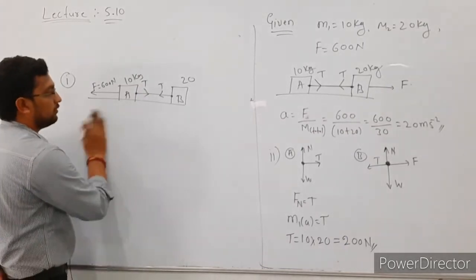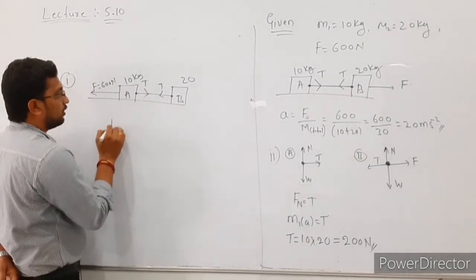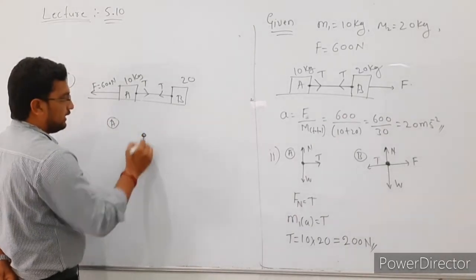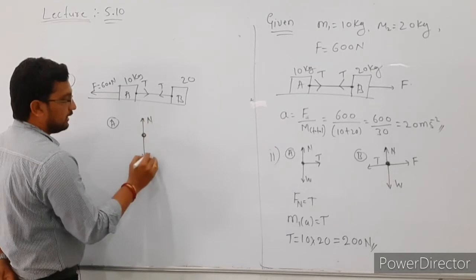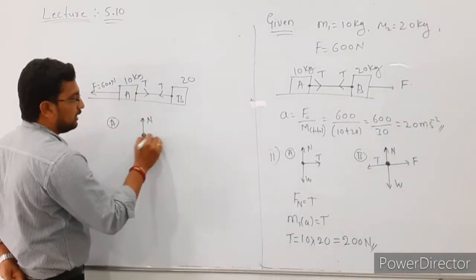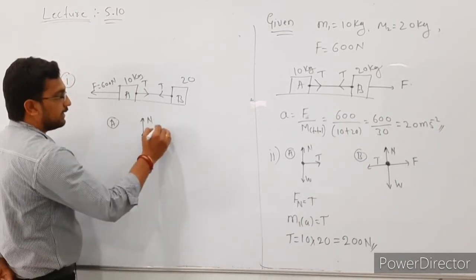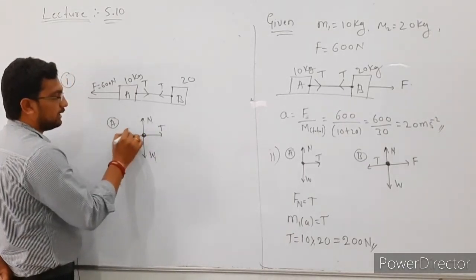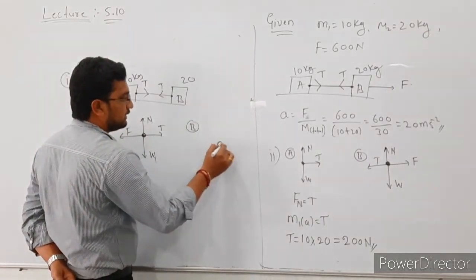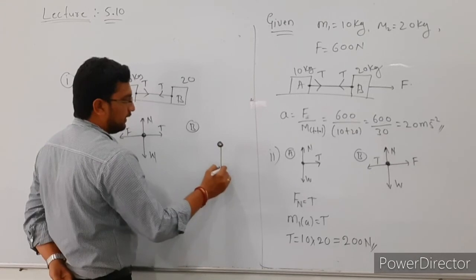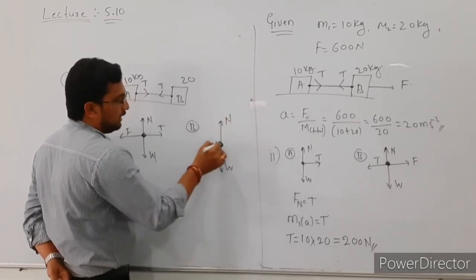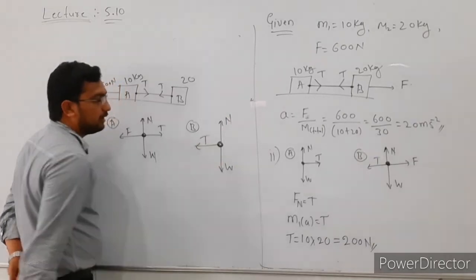First we have to draw the free body diagram for this one. For body A, consider this a point object, weight is acting in downward direction, and this is the normal reaction, acting in upward direction, and the tension is acting in this direction, and this is a horizontal force, that is F. Next for body B, consider this body as a point object. The weight is acting in downward direction. This is a normal reaction acting in upward direction, and in this direction, this is the direction of tension.